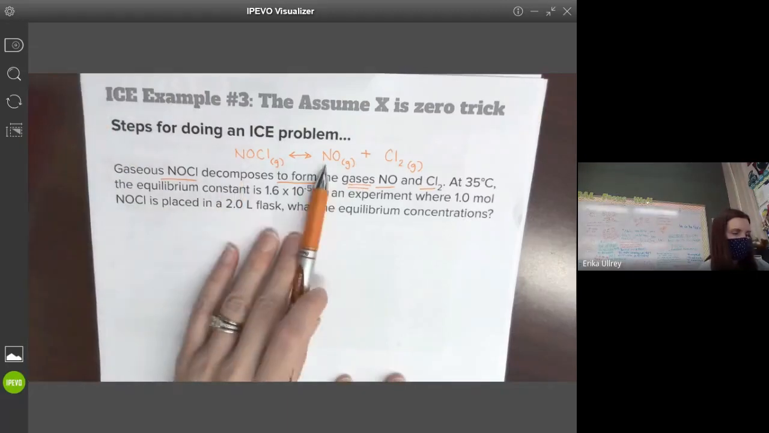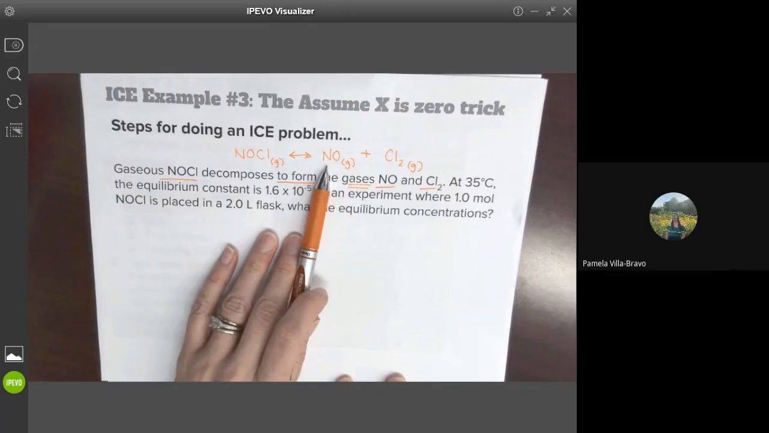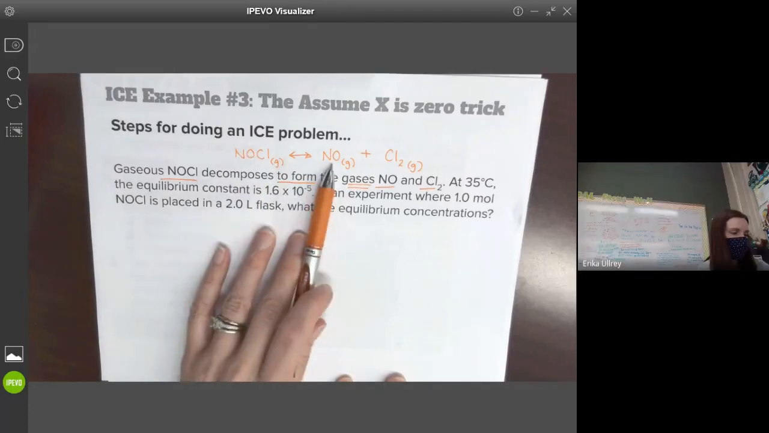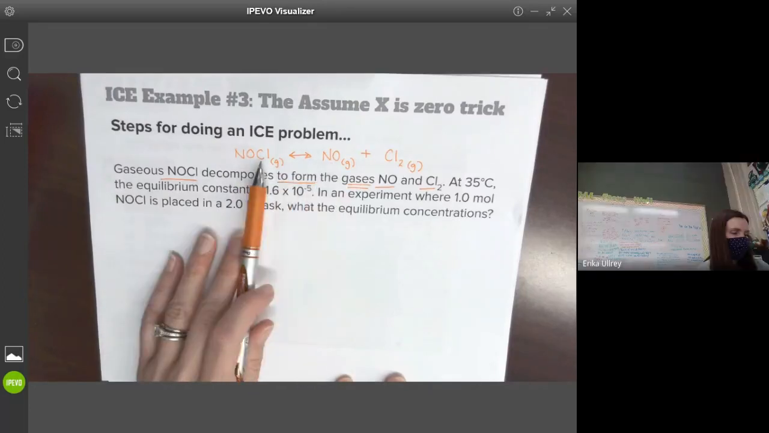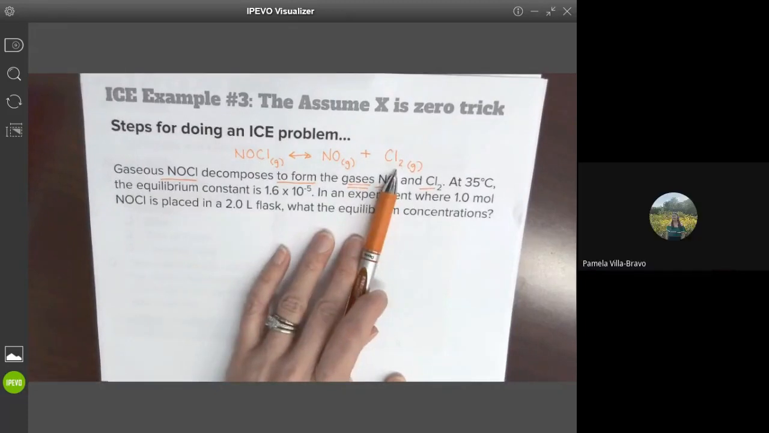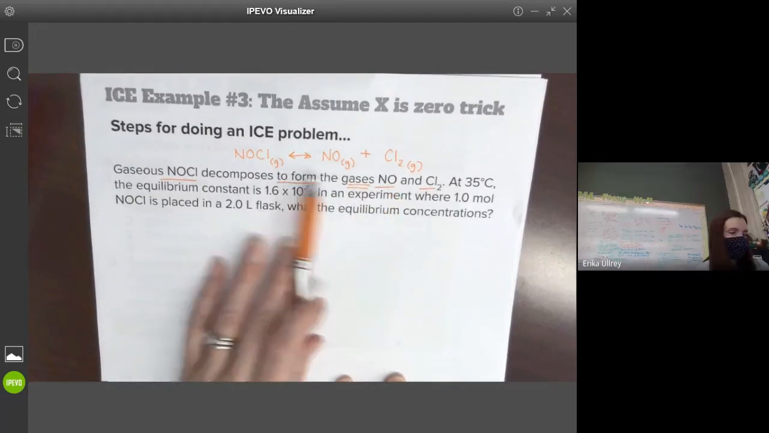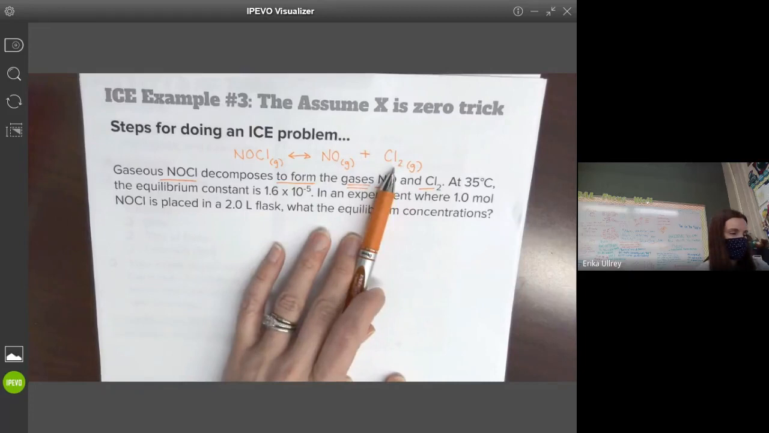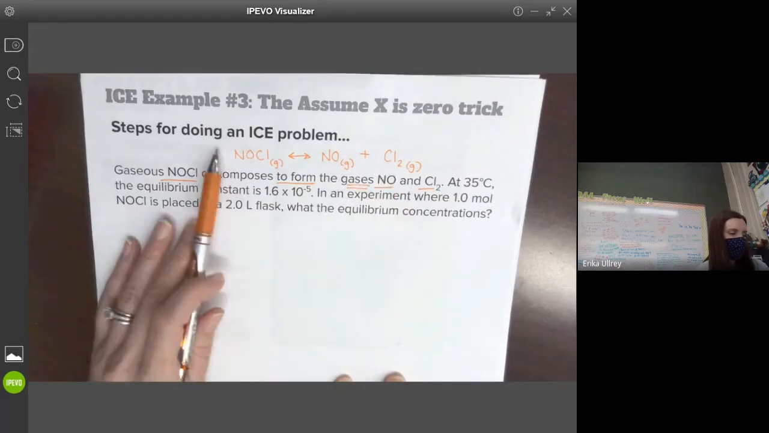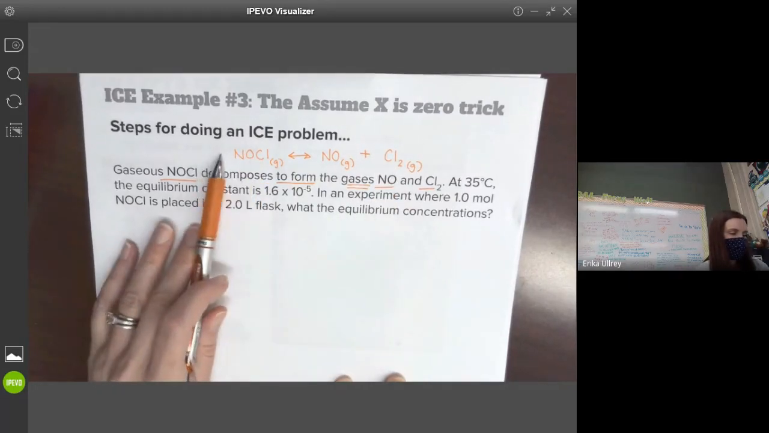Do we have the same amount of N on both sides? Yes. Do we have the same amount of O? Yeah. Do we have the same amount of Cl? No, because we've got two Cl's on the product side. So to balance this out, what am I going to do? How would I get more Cl over here?